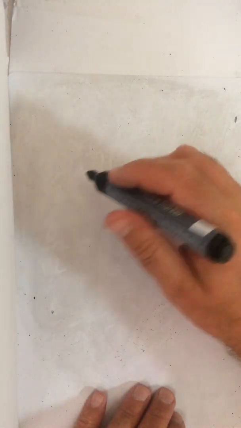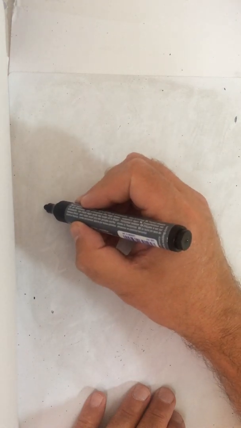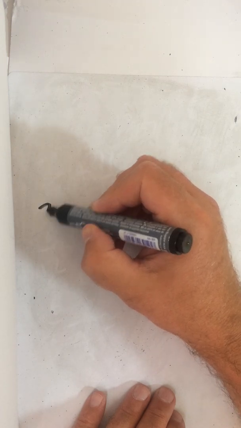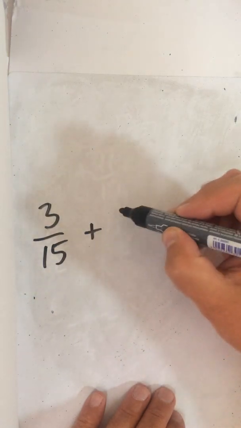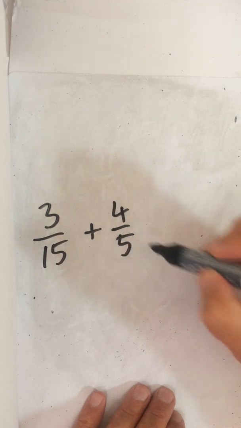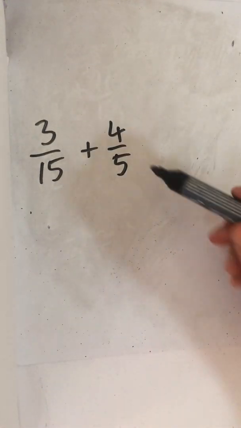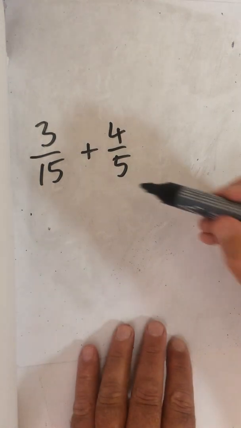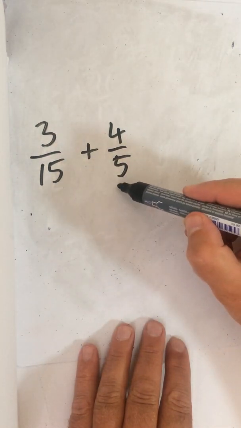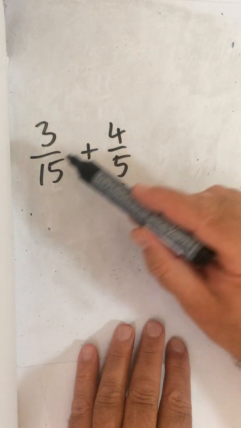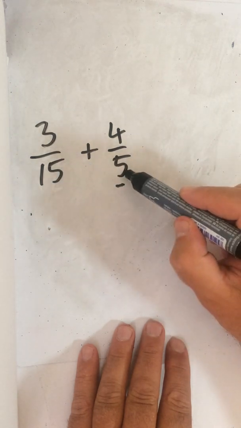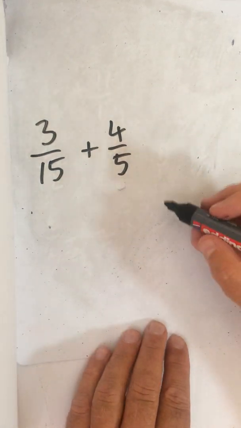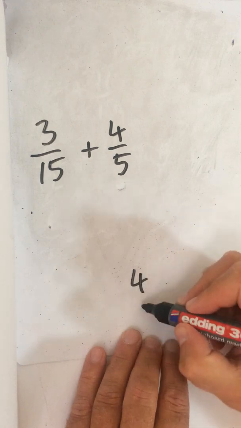Let's have a go at one more. Let's go with 3/15 plus 4/5. Now again, I can see here that it doesn't matter what side it is, but this is my smallest denominator. I can see they're not the same. Will my smallest denominator go into my biggest? Yes, it will. The 5 does go into 15, so I know I can turn 4/5 into 15ths.